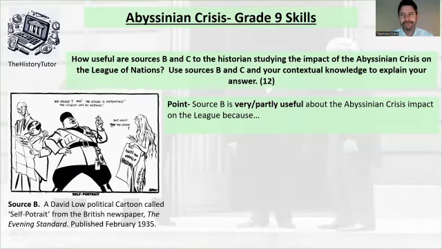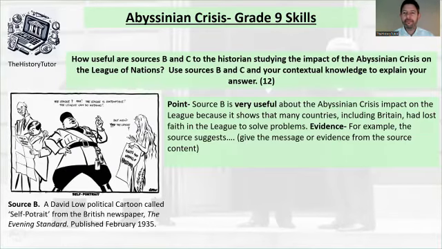What are you going to say? So here's what I've gone for. It's very useful about the Abyssinian crisis impact on the League because it shows that many countries, including Britain, had lost faith in the League to solve problems. Okay, right. So we're going to have to interpret that, and develop that Britain and many countries have lost faith in the League. Well, clearly Mussolini has, hasn't he? And the cartoon character suggests weakness of the League.